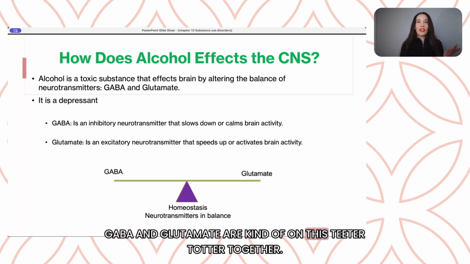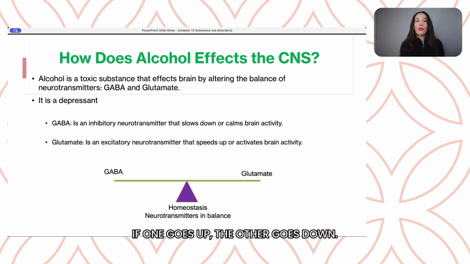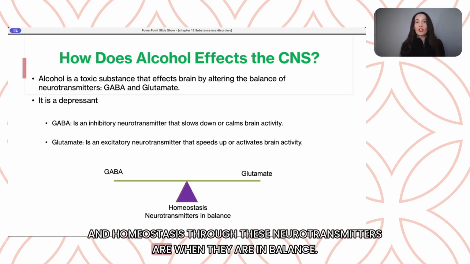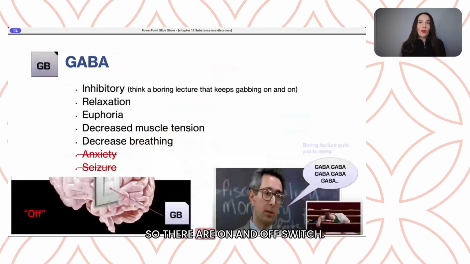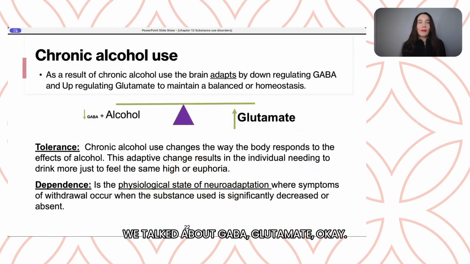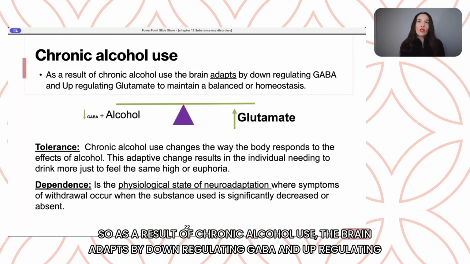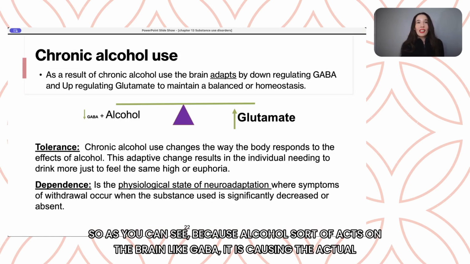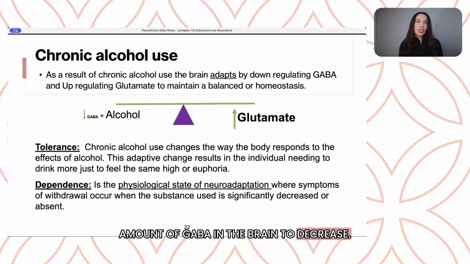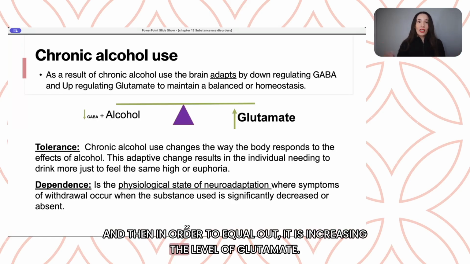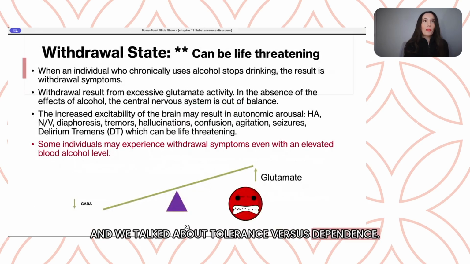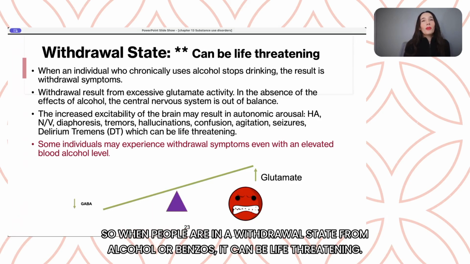GABA and glutamate are kind of on this teeter-totter together. If one goes up, the other goes down. And homeostasis through these neurotransmitters is when they are in balance. So they are an on and off switch. We talked about GABA, glutamate. As a result of chronic alcohol use, the brain adapts by down-regulating GABA and up-regulating glutamate. We talked about that earlier. Because alcohol acts on the brain like GABA, it is causing the actual amount of GABA in the brain to decrease. And then in order to equal out, it is increasing the level of glutamate. And we talked about tolerance versus dependence. When people are in a withdrawal state from alcohol or benzos, it can be life-threatening.